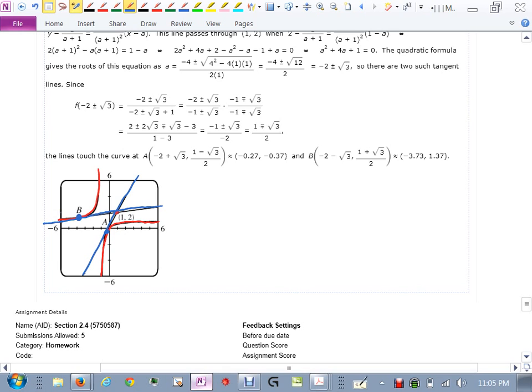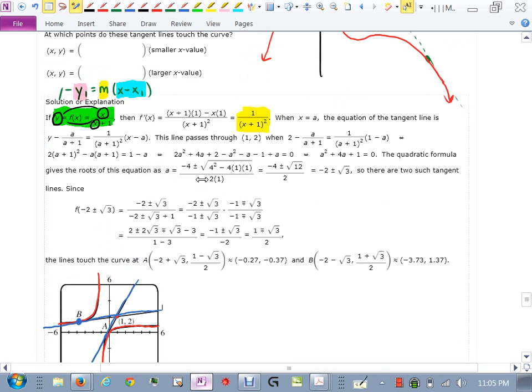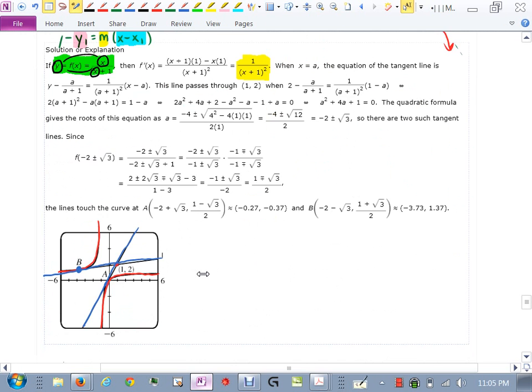This is a somewhat advanced problem. I probably would not ask you this on a midterm or on a final, but it is a good kind of put all the ideas together and use the quadratic formula. Lots of cool things in here. So I think I'm done. I'm very happy.